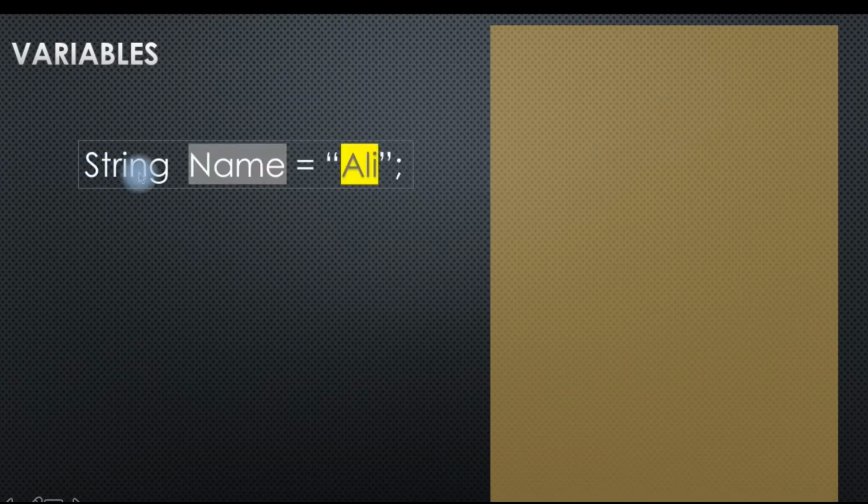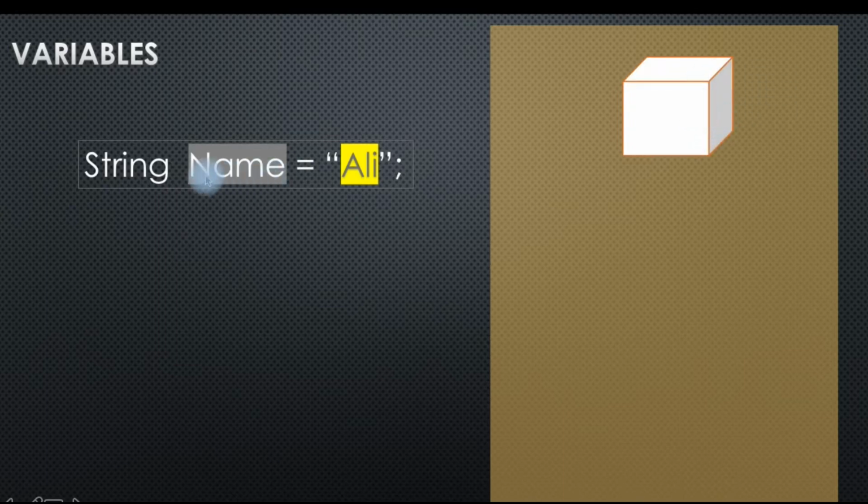How do we create a variable? When we type string or var or something as a data type, it creates a box inside the memory, and we give a name to this box. What kind of name you want to put depends on its data. If I put Ali inside, Ali is a name, so I put the name in the box. I named this box, which means I named my variable.